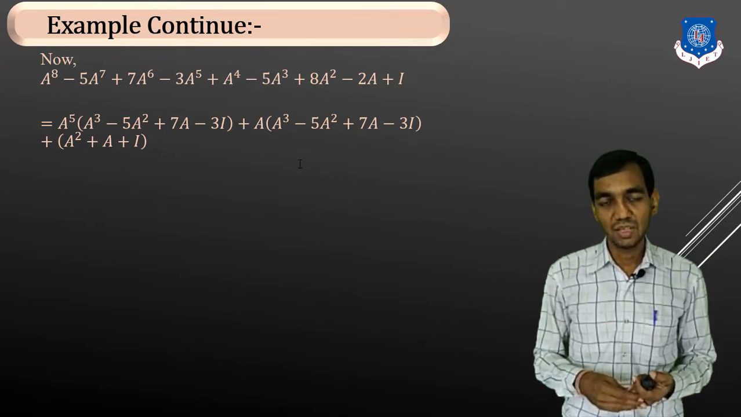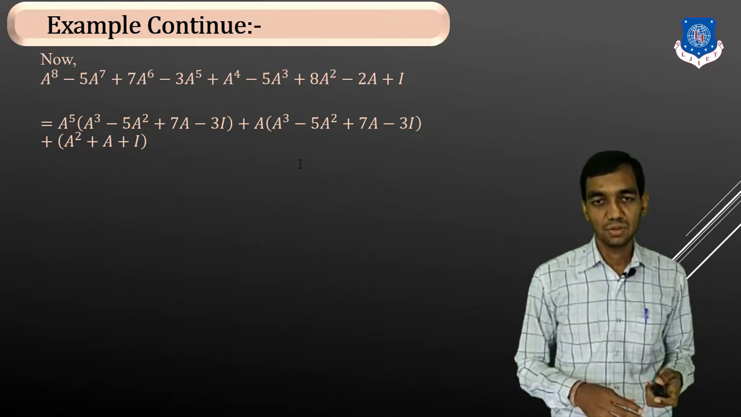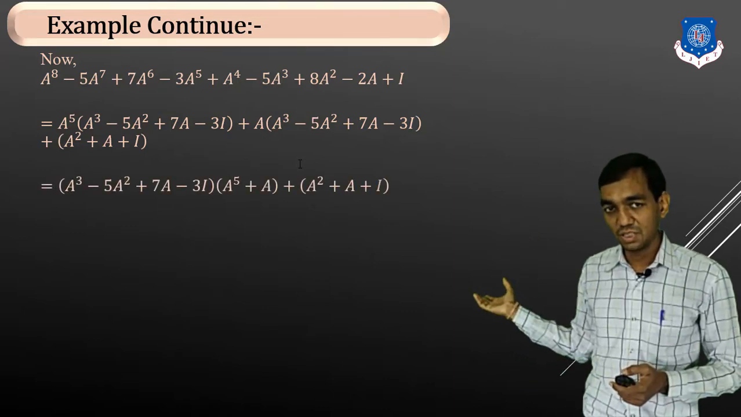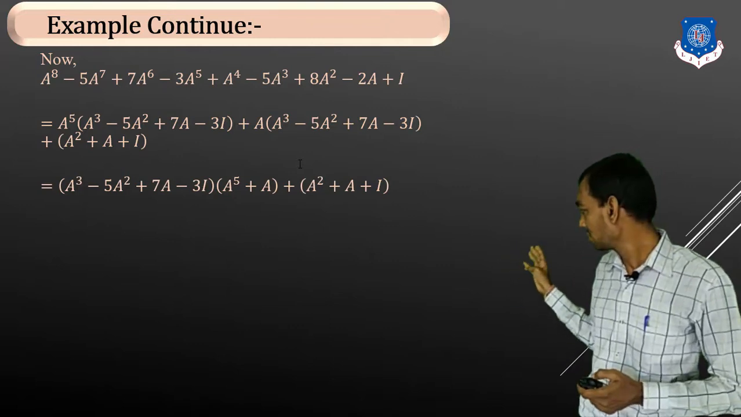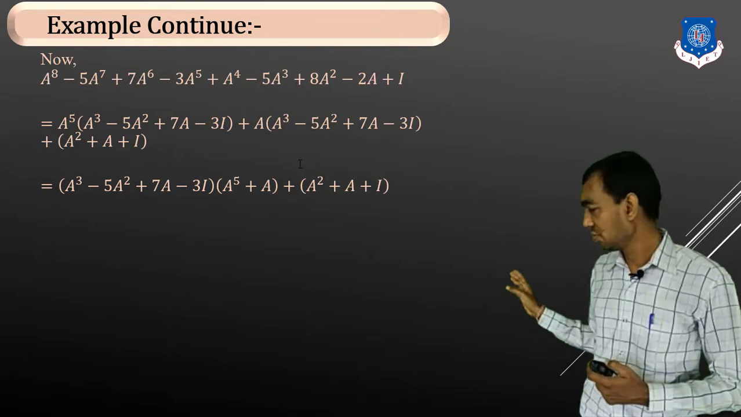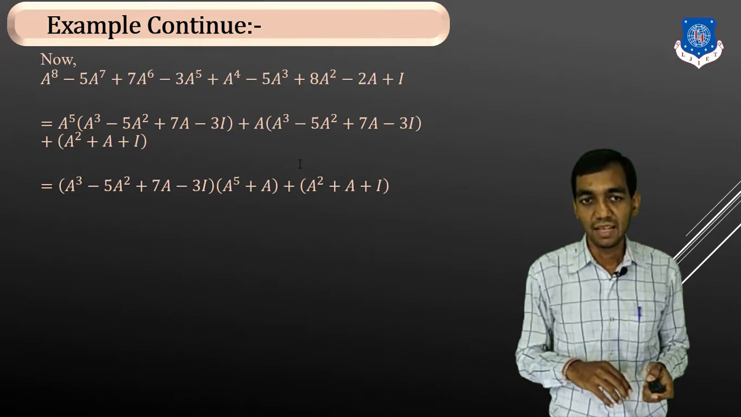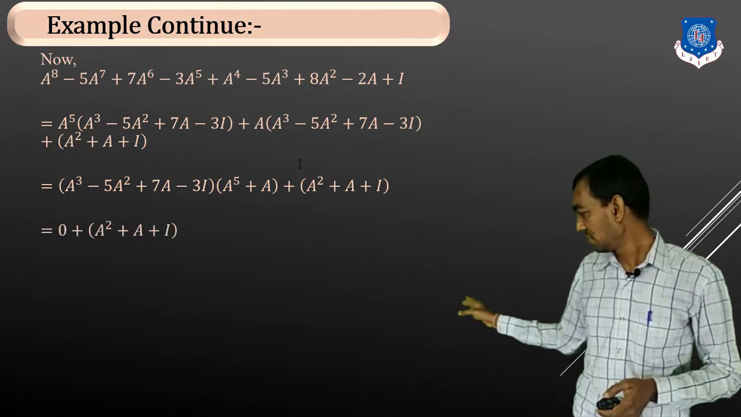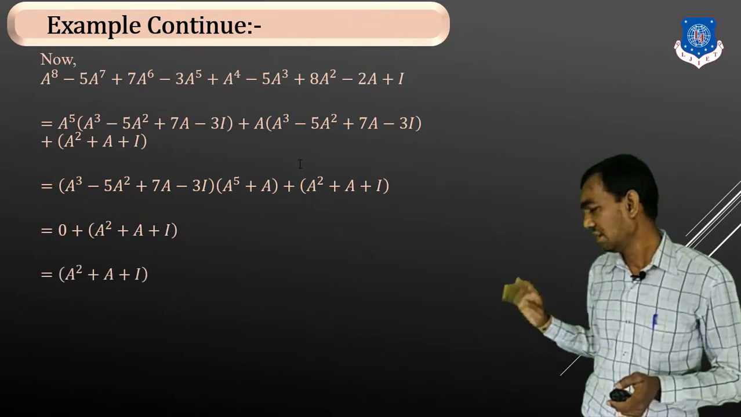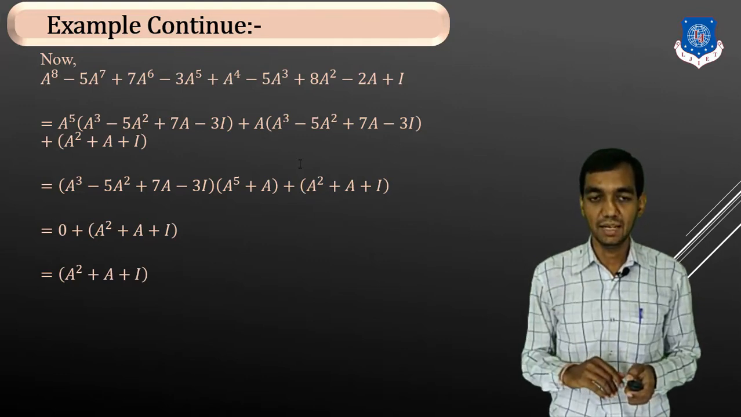So this is the term adjustment method. Or you can use the method of polynomial division, and whatever remainder you have is going to be the answer. So here the brackets have a value 0. So A cube minus 5A square plus 7A minus 3I common out, into A raised to 5 plus A, and plus the remainder will be A square plus A plus I. Now the bracket has a value 0. So the first term is going to be 0 and you will have the final answer A square plus A plus I.